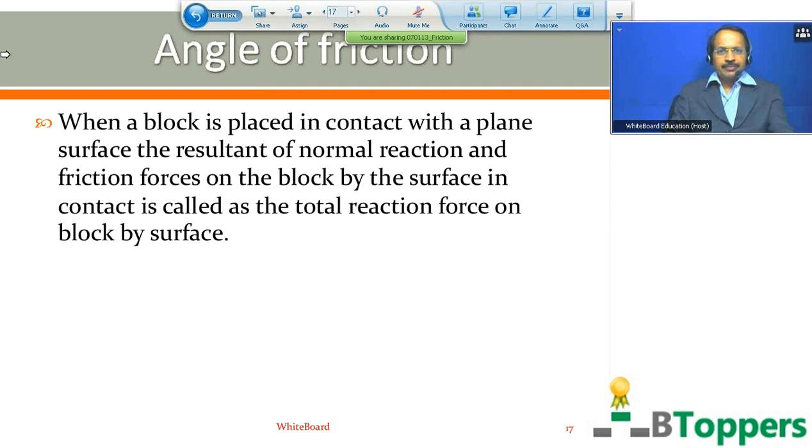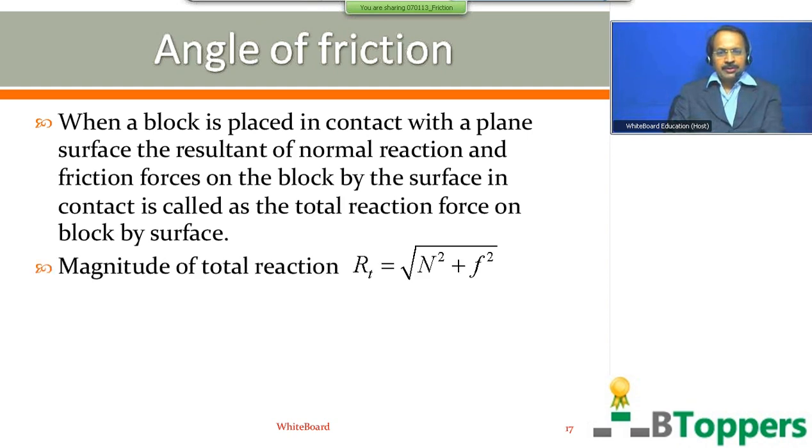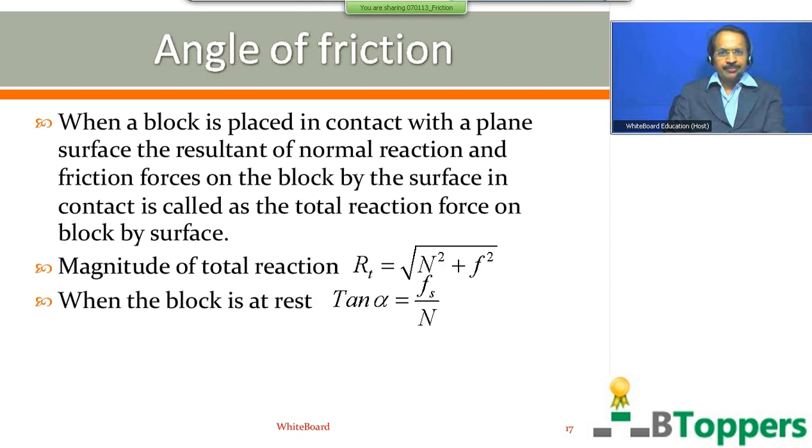The block is placed in contact with a plane surface. The resultant of the normal reaction and friction forces on the block by the surface in contact is called the total reaction force on the block by the surface. Come on, those who want to copy this can start writing. So the magnitude of the total reaction is given by R_T equal to square root of N squared plus small f squared. Here small f represents the magnitude of friction on the block by the floor or by the surface in contact.